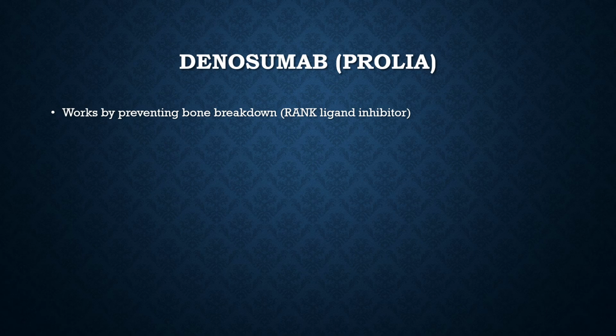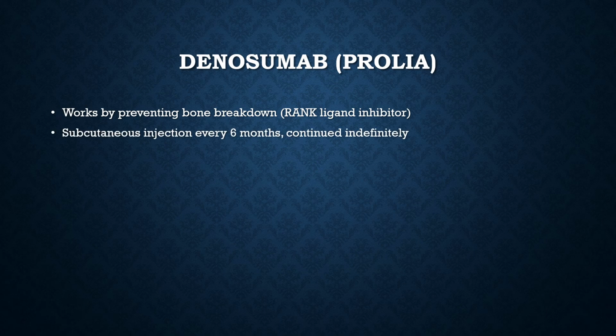Prolia is a RANK ligand inhibitor. This is something you'd learn about if you went to medical school, but you don't really need to worry about it otherwise. All you need to understand is that it works differently than bisphosphonates, and it also works by preventing bone breakdown, just like bisphosphonates do.